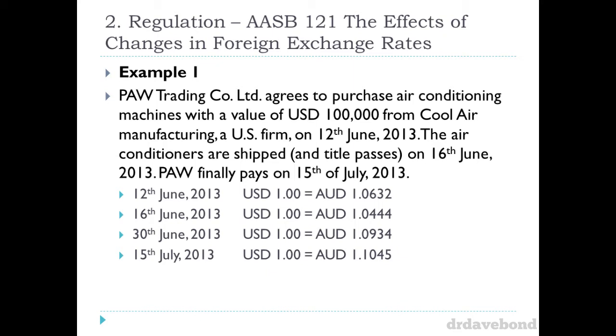So we've got Poor Trading Co. agrees to purchase air conditioning machines with a value of 100,000 US from Cool Air Manufacturing on the 12th of June 2013. The air conditioners are shipped and title passes on the 16th of June 2013. Poor finally pays on the 15th of July, and we've got a whole range of exchange rates, which you have on your sheet. It starts at 106. The US weakens slightly to 104, then it strengthens to 109 and strengthens to 110.